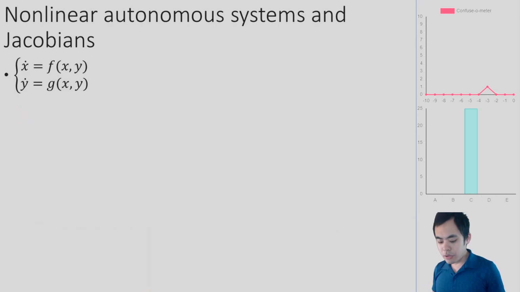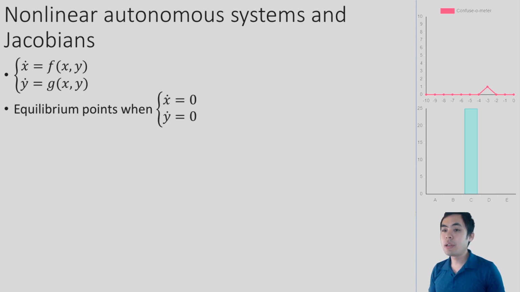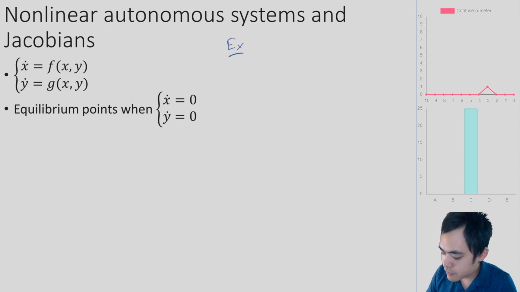So earlier we had this example where x dot, y dot was equal to some matrix times x, y. But we also saw that we could have nonlinear systems where x dot is just equal to some function of x and y, and y dot is equal to just some function of x and y. And then you have equilibrium points whenever x dot is equal to 0 and y dot is equal to 0. So let's give a quick example.